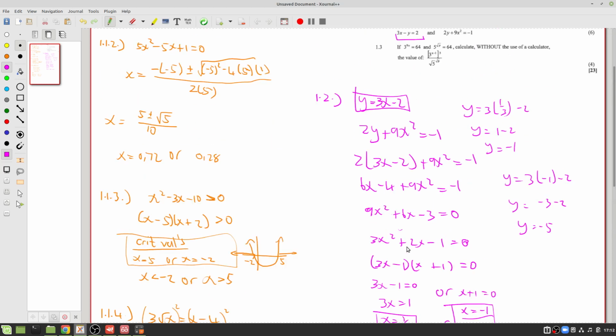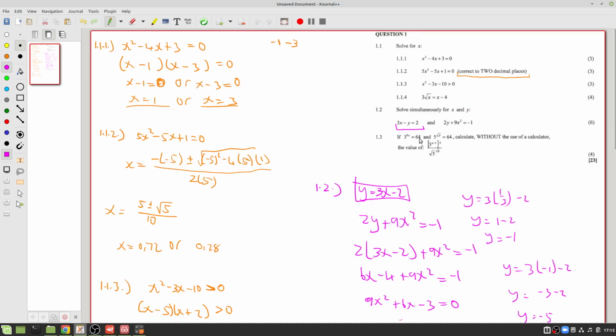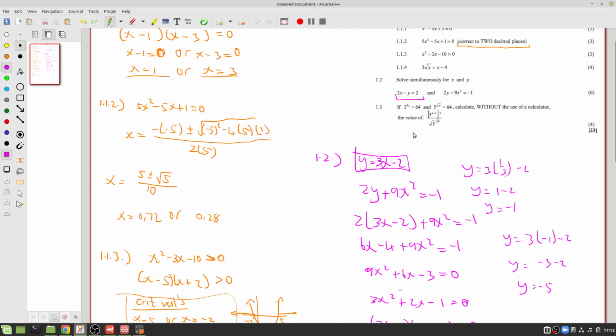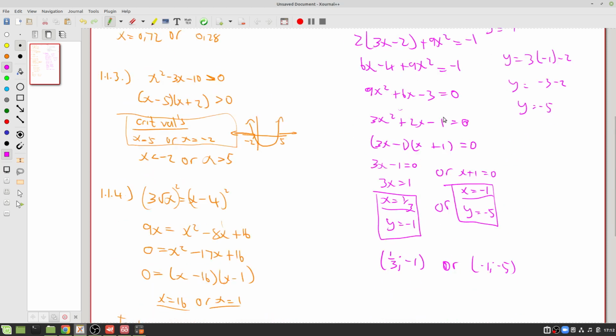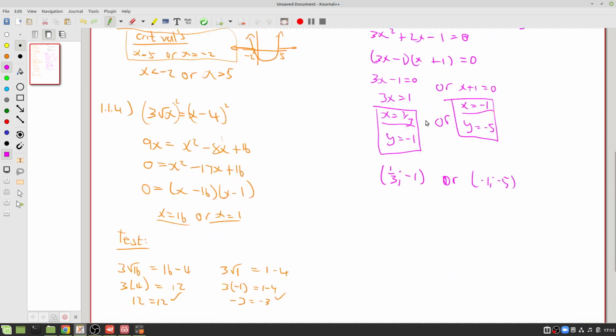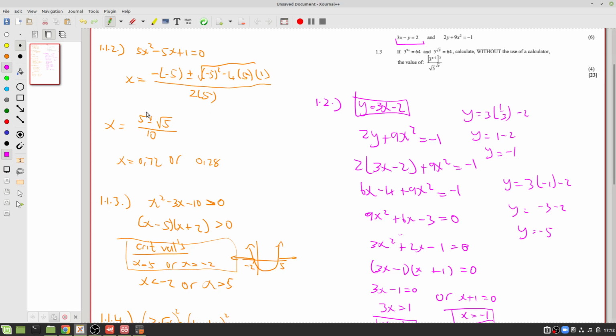Great, that was 1.2 or 1.3. What is this? Oh, this looks very interesting. 1.3. Okay, do we have enough space? Yeah, we have enough space. Let's change colors again for 1.3. Let's do this in green.